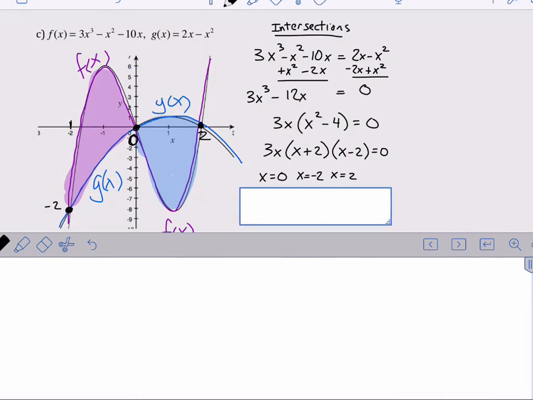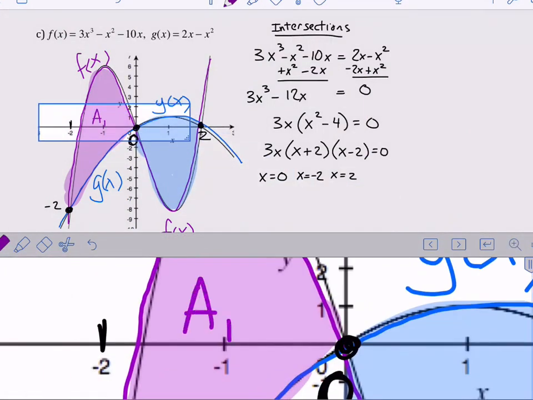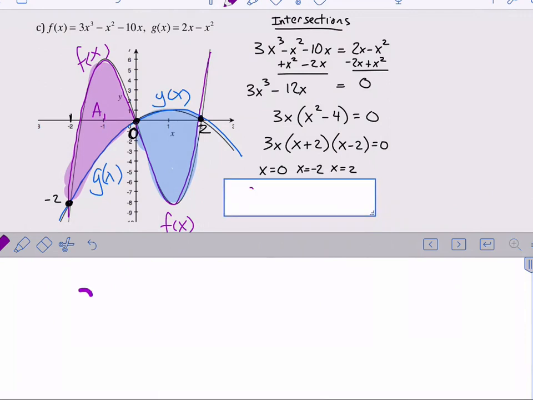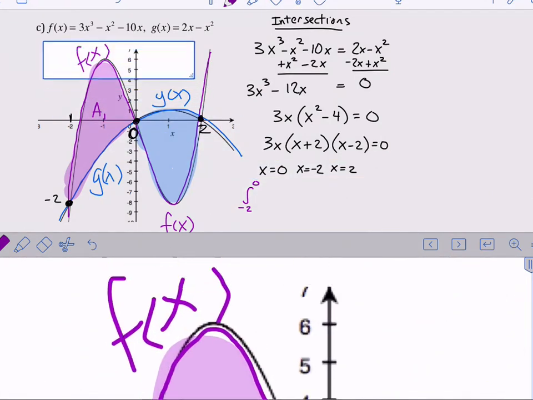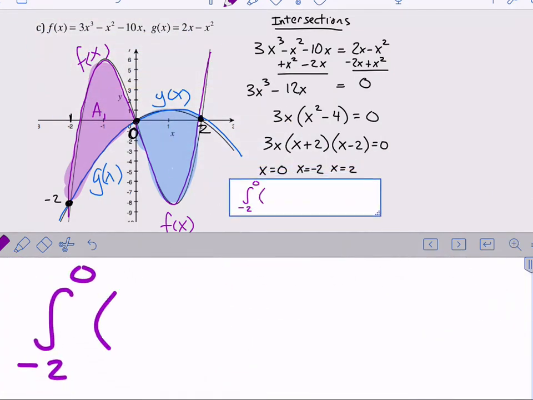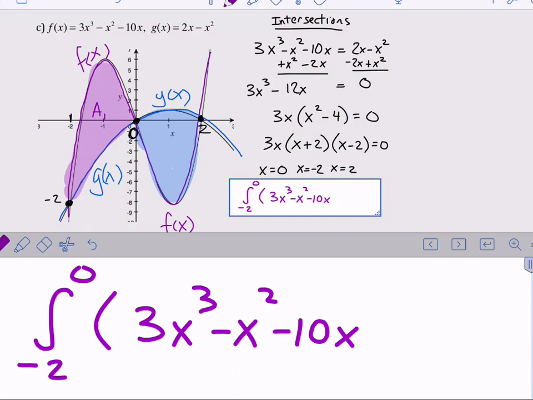All right, so in order to find the first area here, that is going to be our definite integral, and we're going to go from negative 2 up to 0. Now the top function in this case was f of x, so that's going to be the 3x cubed minus x squared minus 10x. And we're going to subtract the bottom function, which was g of x. In this case, g of x is 2x minus x squared.